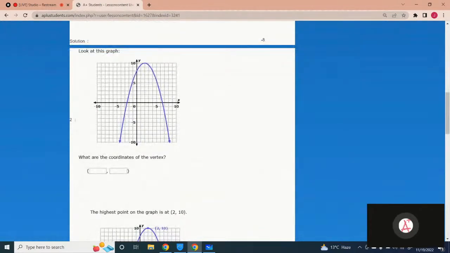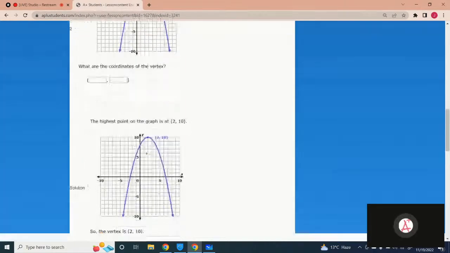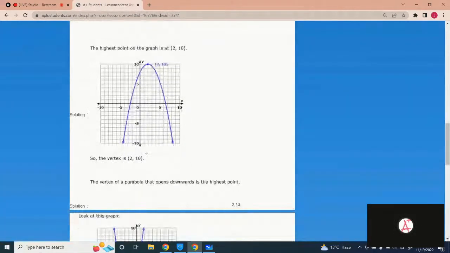Look at the graph. What are the coordinates of the vertex? Basically the vertex is this point, the maximum point of the graph. Got it? The y value of the graph is 10 at this point, and when you match it to the x-axis, it would be 2. So the vertex of the parabola is 2 and 10. Here you can see the highest point on the graph. Got it?